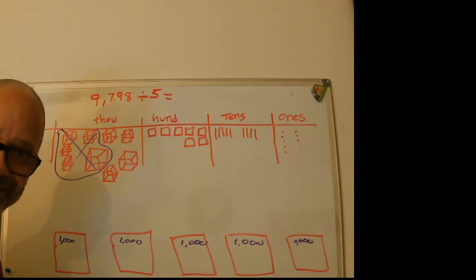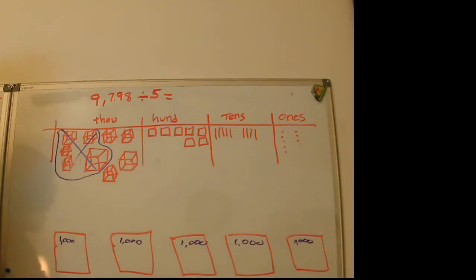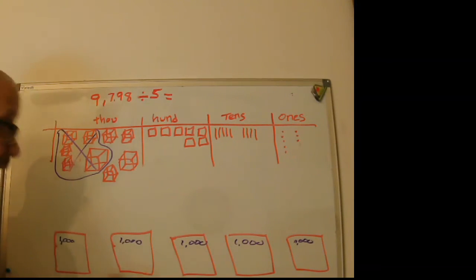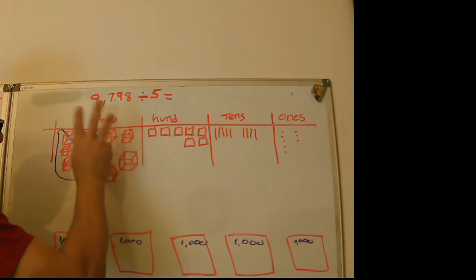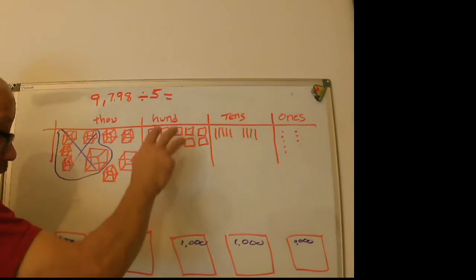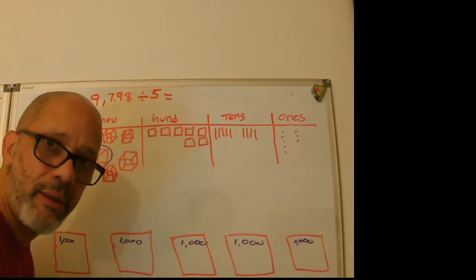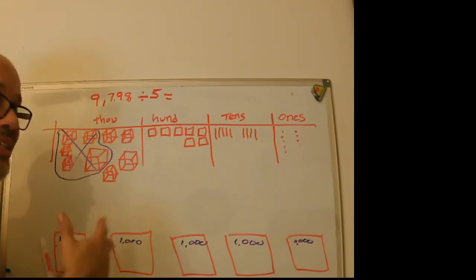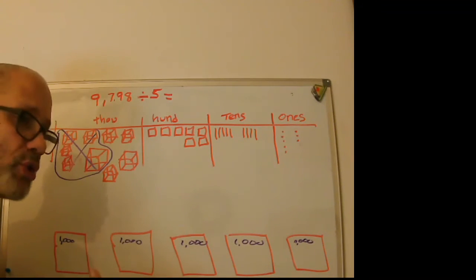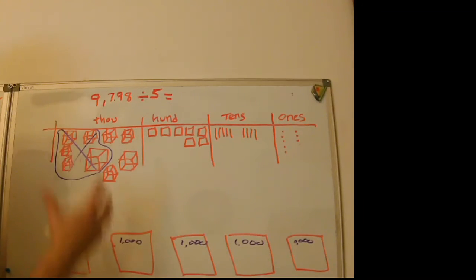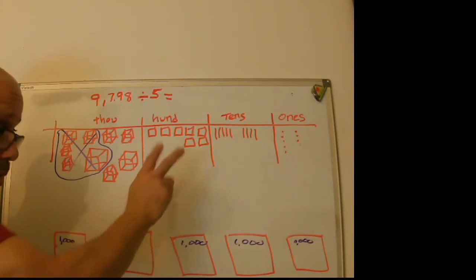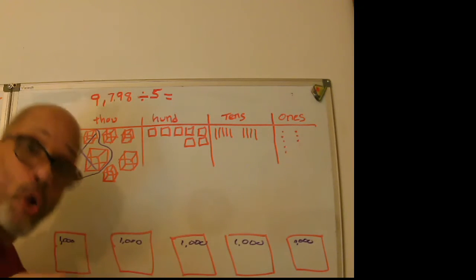Now, we need to decompose these, right? That's the next step. So, I'm going to pause, and I want you to decompose all 4 of these thousands into hundreds. Remember, this is base 10. When you decompose, you break up into sets of 10. When you compose, you take sets of 10 and glue them together to make the next place value higher, right? So you're going to decompose these thousands into hundreds. Over here, ready, and go.